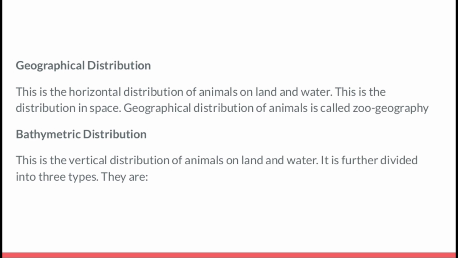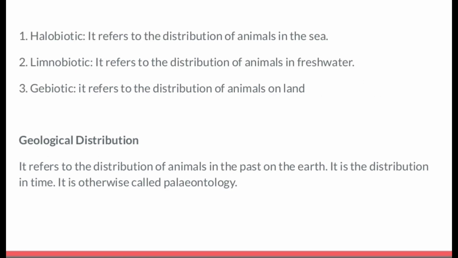Bathymetric distribution. This is the vertical distribution of animals on land and water. It is further divided into three types. They are halobiotic, limnobiotic, geobiotic. Halobiotic. It refers to the distribution of animals in the sea. Limnobiotic. It refers to the distribution of animals in fresh water. Geobiotic. It refers to the distribution of animals on land.